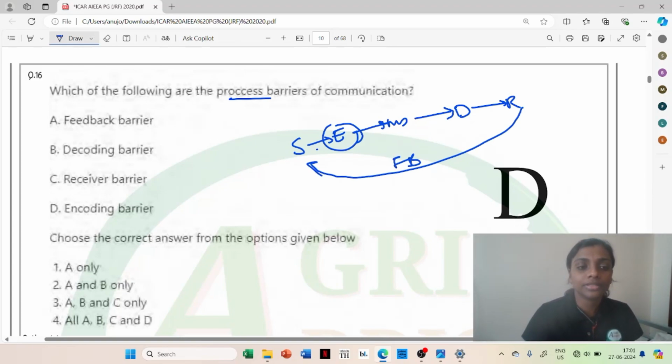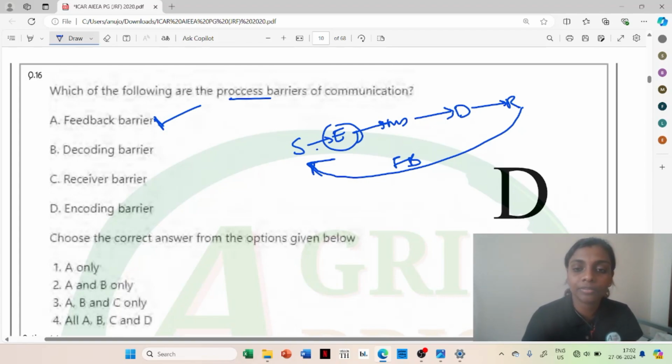The options given here: one is feedback barrier. Feedback barrier means the receiver might be showing some kind of feedback, maybe through words or actions, but the sender or the communicator is not getting the feedback. So that is a feedback barrier which affects the process of communication. So this will be included.